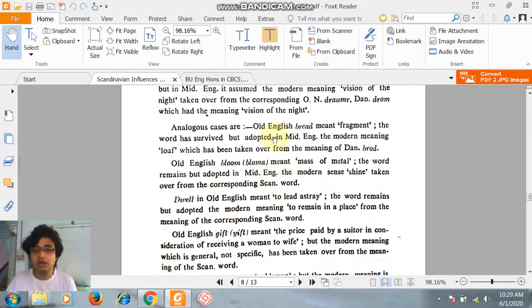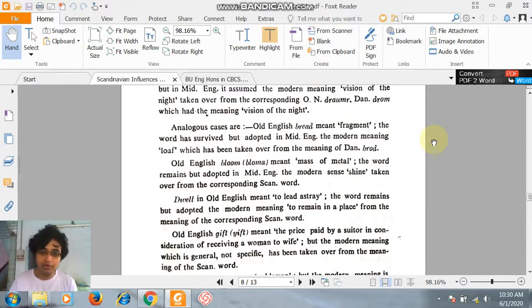Various analogous cases are the Old English braid, which meant fragment. The word has survived but adopted the Middle English modern meaning loaf, which has been taken from the meaning of the Danish brod. The Danish brod means loaf, bread, while braid meant fragment, and bread took over the meaning. Old English bloom meant mass of the metal. The word remains but adopted the Middle English modern sense, shine, taken over from the corresponding Scandinavian word.